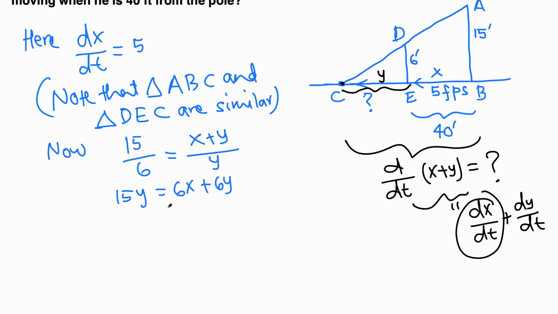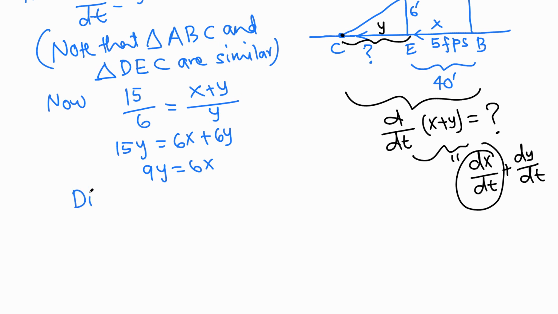We can subtract 6y from both sides. We are trying to find the relationship between x and y. Then we need to differentiate with respect to t and use the given rate, dx over dt. So I'm going to subtract 6y from both sides. So 15 minus 6 is 9y equals 6x. Now let's differentiate with respect to t.